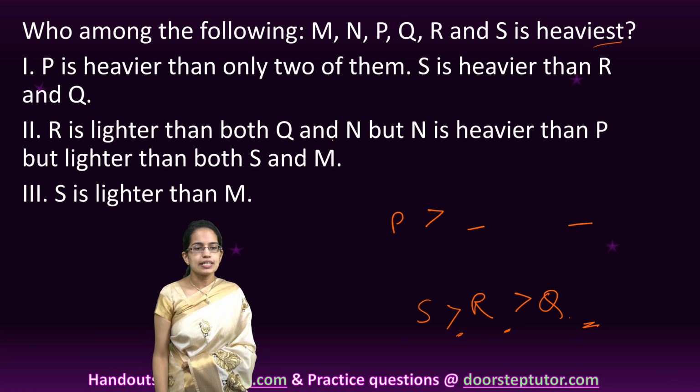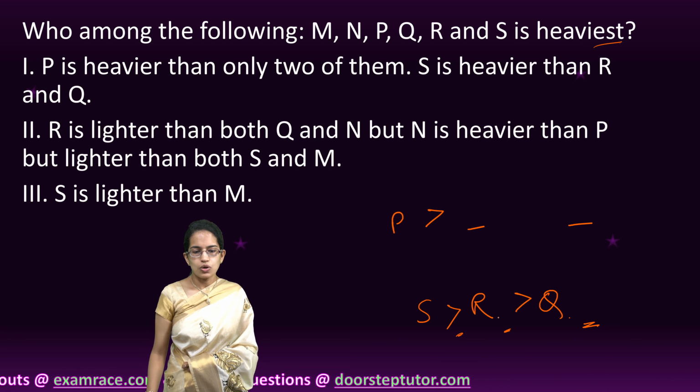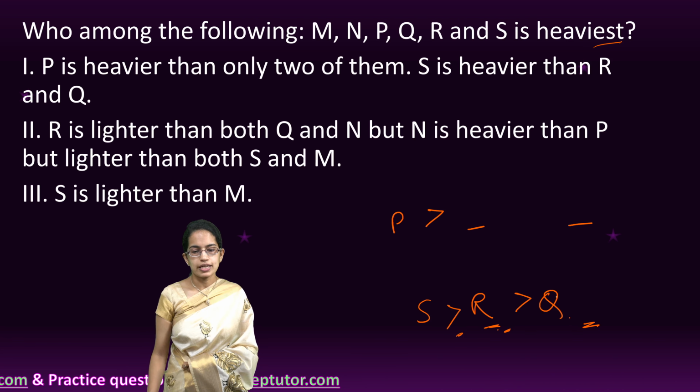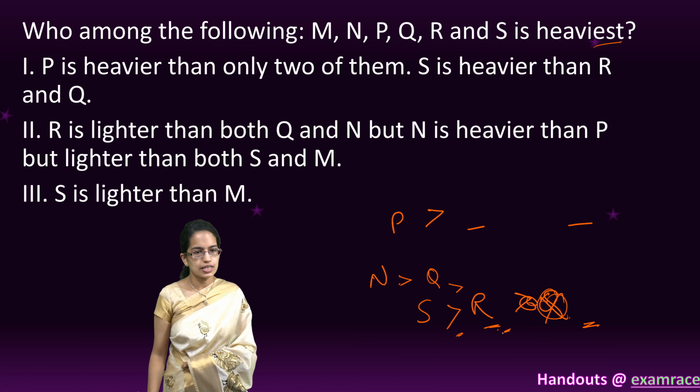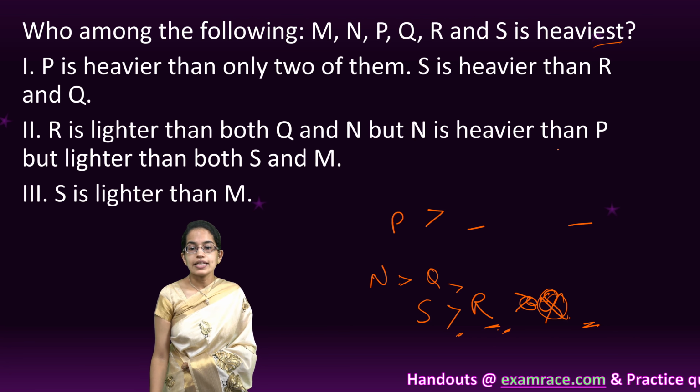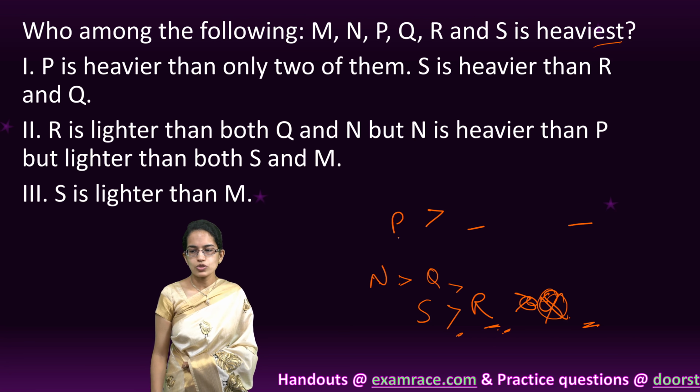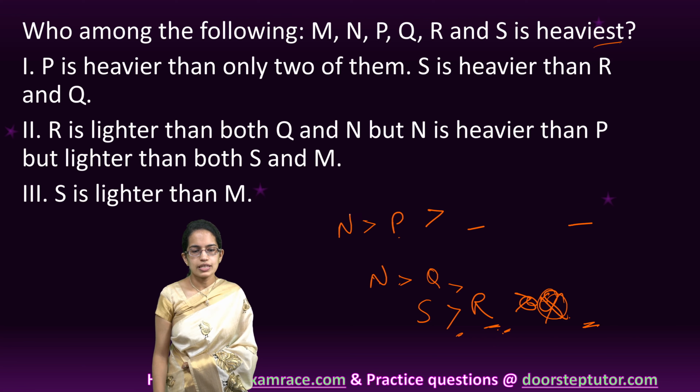R is lighter than Q and N. So R is lighter than Q and N. That means Q cannot be on this side. Q has to be heavier than R, and then also N has to be heavier than R. But N is heavier than P. N is also heavier than P. So I know N is heavier than P.